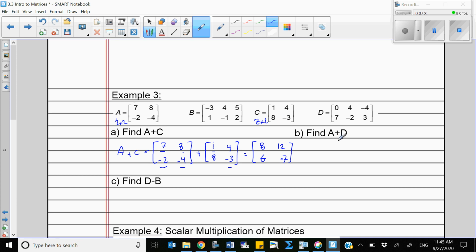Next, we want to add A and D. Okay, this is my A and D is here. Am I able to add these two? No, I can't do that because the dimensions of D are 2 by 3. But A is a matrix which is 2 by 2. So I cannot add them. So they cannot be added.